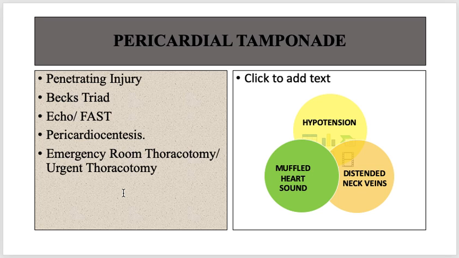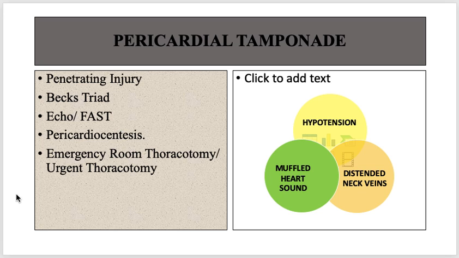Of course, there is a scan called FAST scanning. FAST is focused assessment. It can be done very quickly in hospitals, within 7 minutes. We check four areas: suprapubic region, splenic region, liver region, and pericardium. If you find any fluid over there, it is called pericardial tamponade. We can also do an echo, and the treatment is pericardiocentesis: put a needle, take it to the pericardium, and take out the fluid.